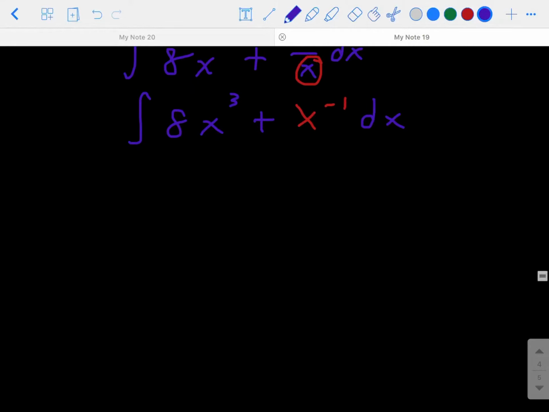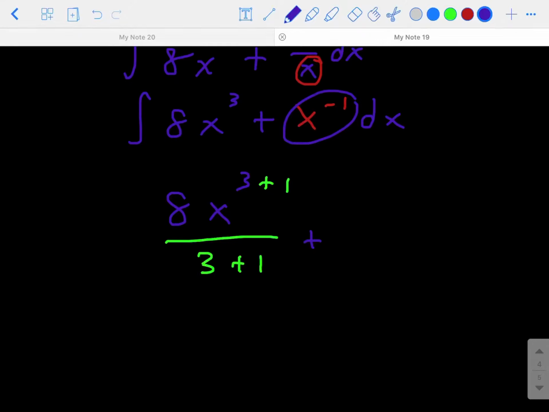And again, just be careful with how you do the integration process. You have 8x^3, and I'm going to do the plus 1 and then copy and paste the 3 plus 1 here. Plus, this has a very specific name on how you're supposed to do the integration. You don't do the negative 1 plus 1, because if you notice, that becomes 0, and any number divided by 0 is undefined. But this has a very special name. We call it the natural log of x.